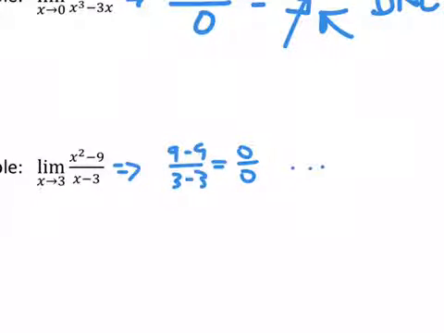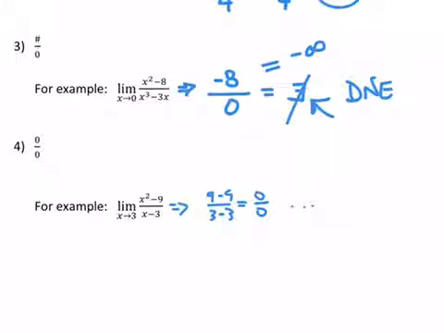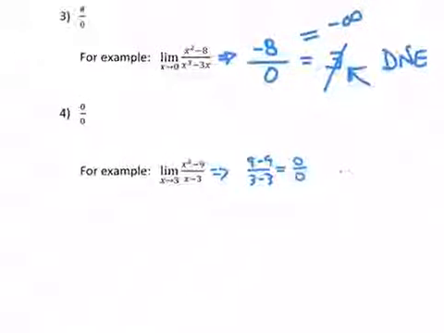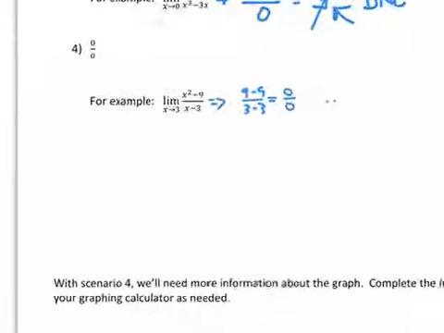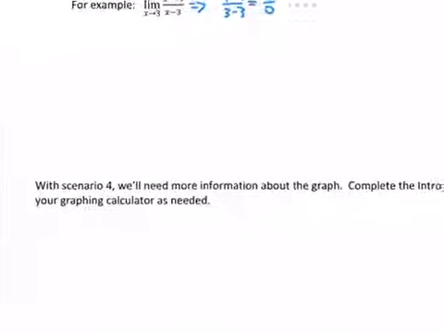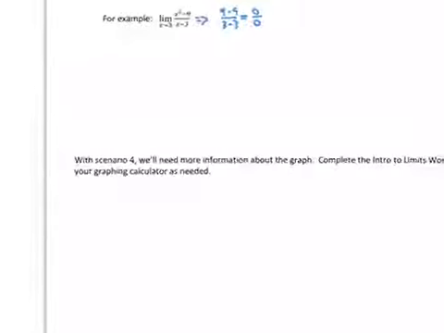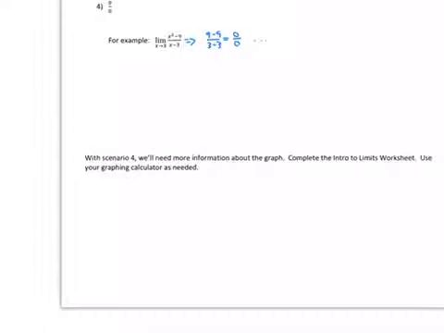And it might end up being an infinite limit where it doesn't exist, or it might have a numerical value. So it's got possibility to be one or the other. As you'll see here with scenario 4, we'll need more information about the graph, and you'll see that using this Intro to Limits worksheet, as well as the graphing calculator. So that's 2.3, day number 1 in the books.